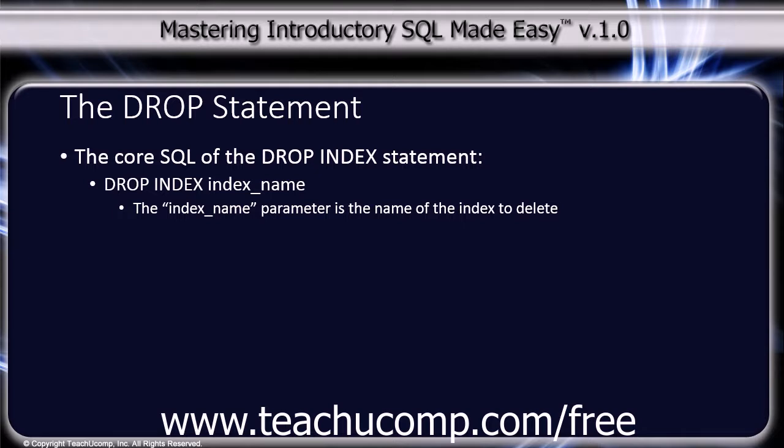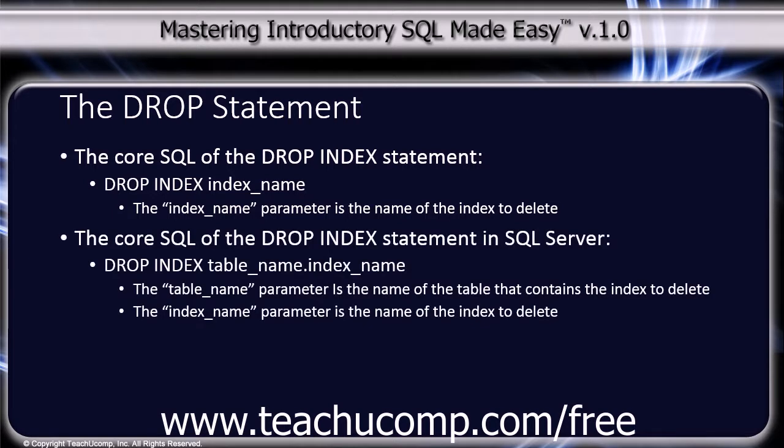The implementation of this statement within Microsoft SQL Server is slightly different from the core SQL in that the parameter needs to know the name of the table associated with the index as well as the index name. The following example shows the drop index statement in SQL Server. Note that the table name parameter is the name of the table associated with the index to delete, and the index name parameter is the name of the index to delete. So the core SQL of the drop index statement in SQL Server is drop index, table name, period, or dot, index name.